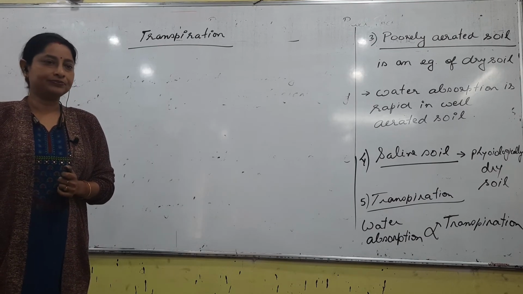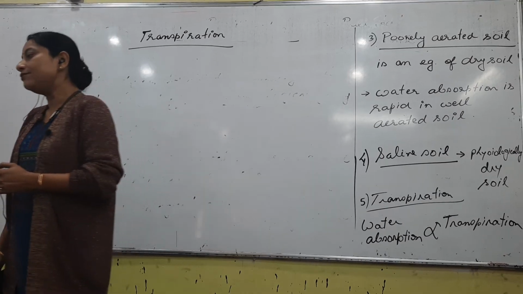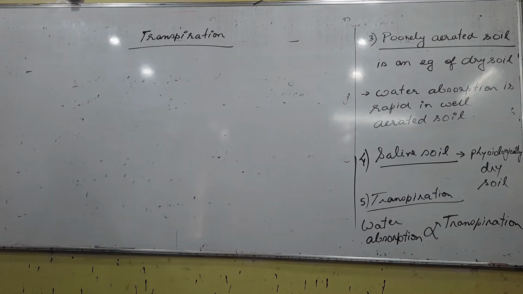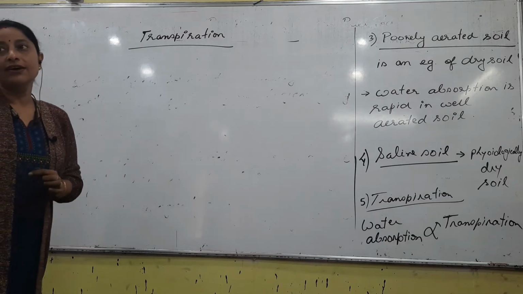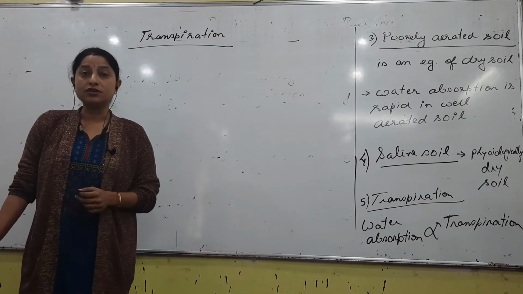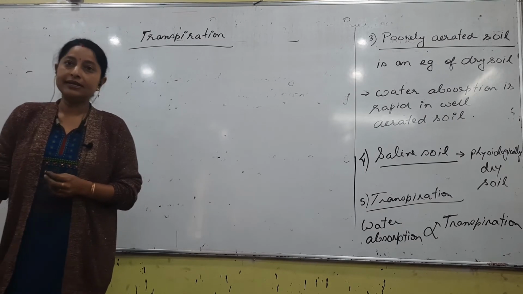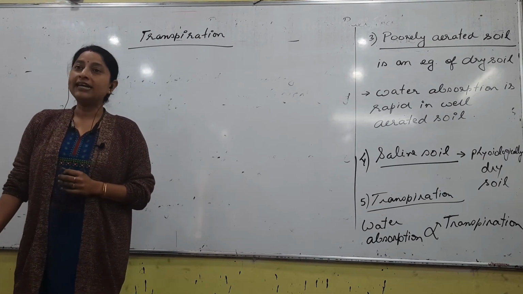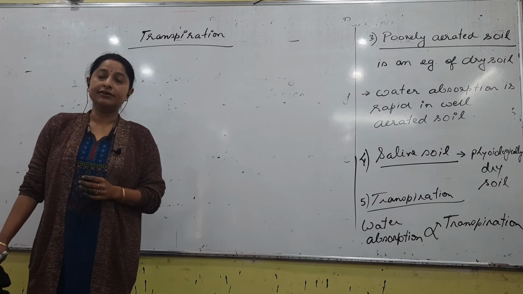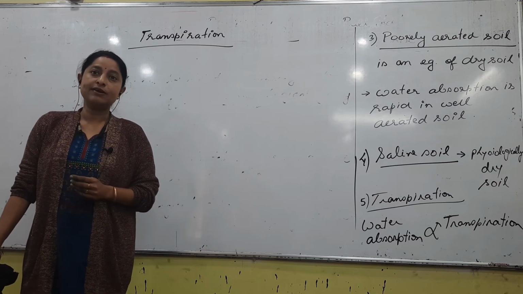Okay, next we have to talk about transpiration. What is transpiration? Some of the points we already know, so we are not going to write the definition. Transpiration: loss of water in the form of water vapor by the aerial parts of a plant body is called transpiration. Now the question is, why does a plant transpire?